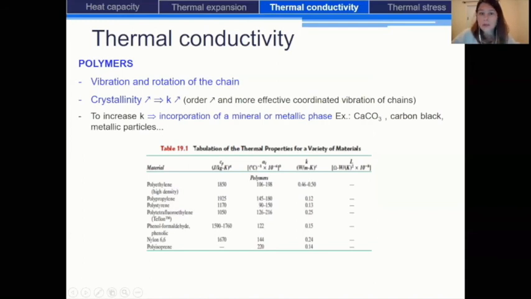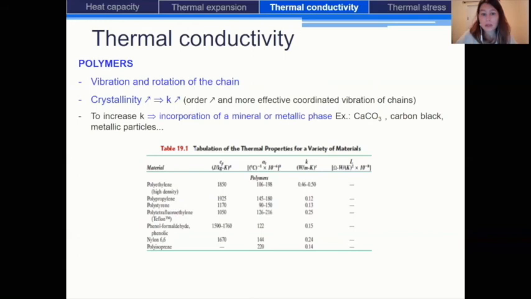So now let's talk about polymers. In polymers, we have vibration and rotation of the chains. So all the thermal conductivity is done by a phonon contribution. When the crystallinity increases, it is the same as what we saw for ceramics. We have an increase of the thermal conductivity because we have more order, and so it is more effective for the coordination of vibration of the chains in the material.